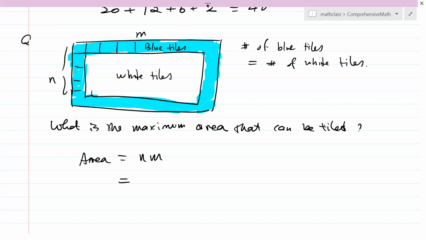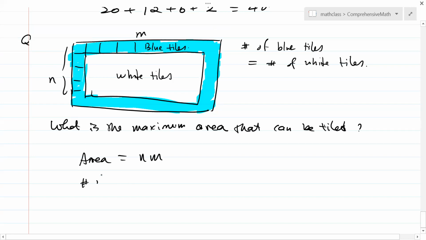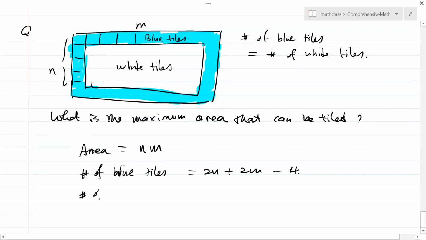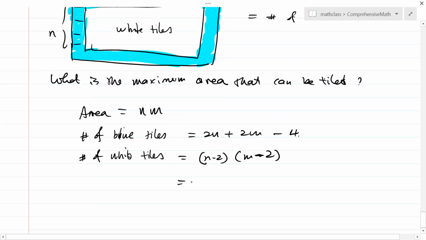Let's express this. This is the total area, right? Now, the number of blue tiles is going to be 2N plus 2M, but you also double count the four corners, so minus 4, okay? Clear. Then for the white tiles, the length is N minus 2 and the width is M minus 2. So you will get NM minus 2N minus 2M plus 4.